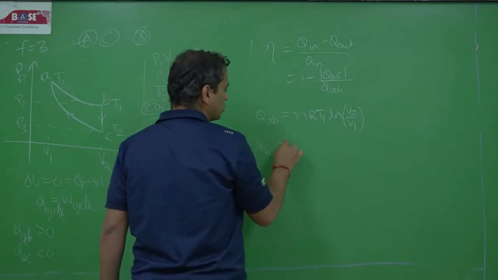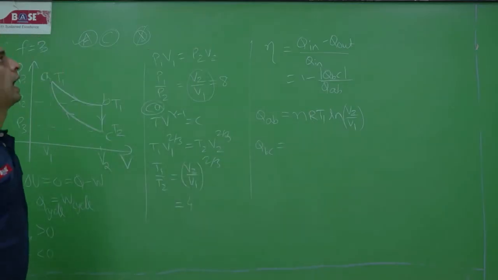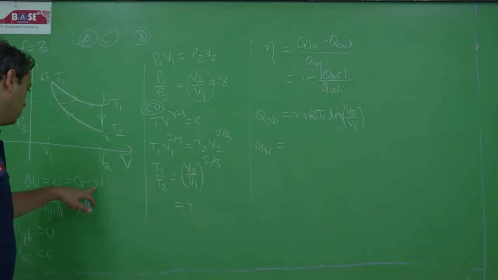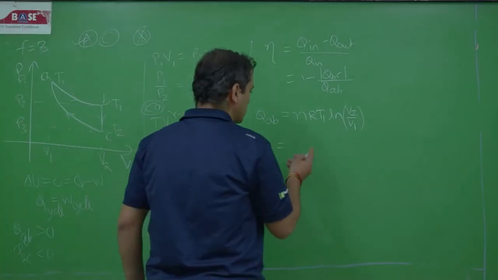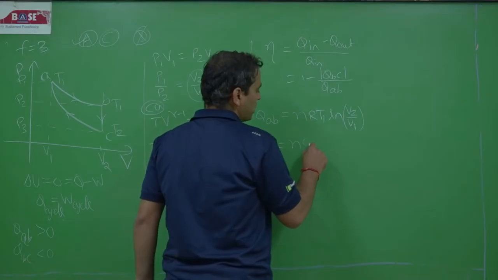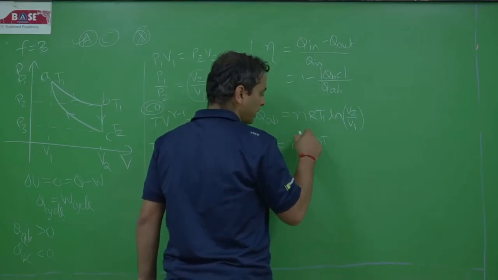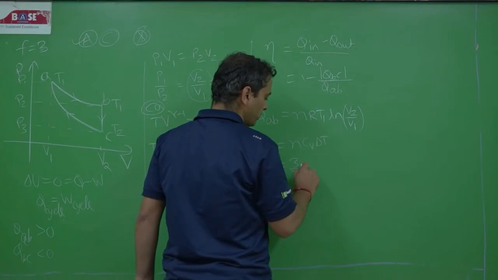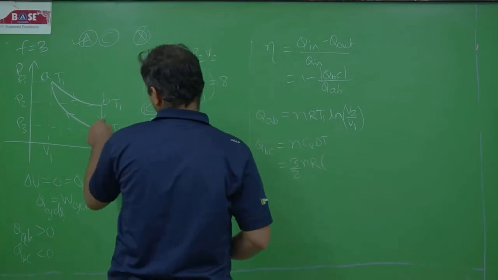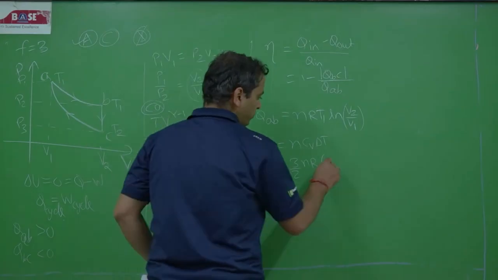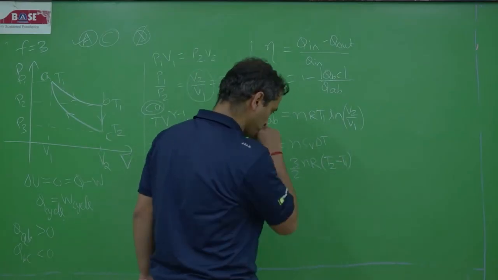Also, let's try to get QBC. BC process is isochoric. For an isochoric process, work done will be 0. So Q will be delta U. Delta U for isochoric is nCV delta T. So yeah, Q will also be nCV delta T. But CV for a monoatomic ideal gas will be 3R by 2. So 3 by 2 nR. And then what shall be this delta T? Final temperature minus initial, T2 minus T1.